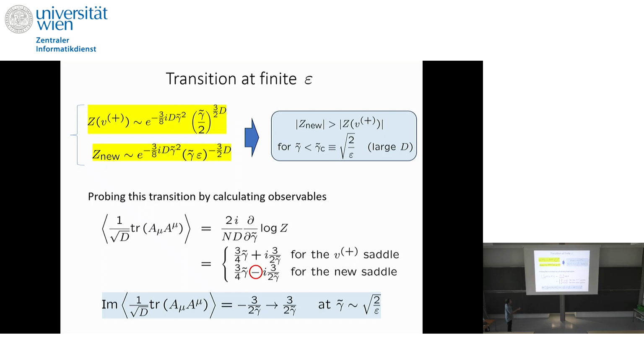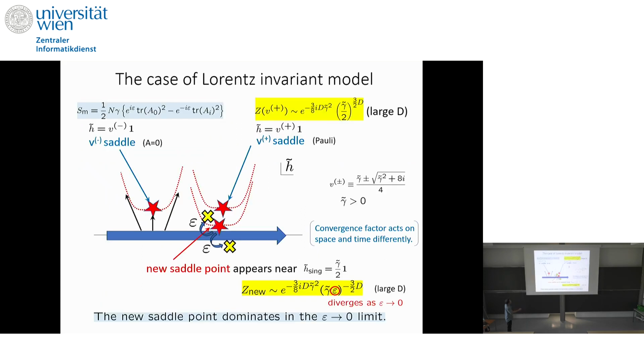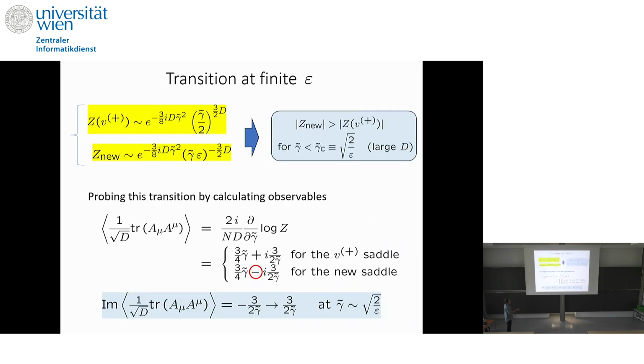And below this critical value, the new saddle point dominates, but above this critical value of gamma, the saddle point that was there from the beginning dominates. So there is a kind of Stokes phenomenon. We can probe this transition by calculating these Lorentz invariant quantities, because this quantity can be obtained from the partition function in this way by taking the derivative with respect to gamma.